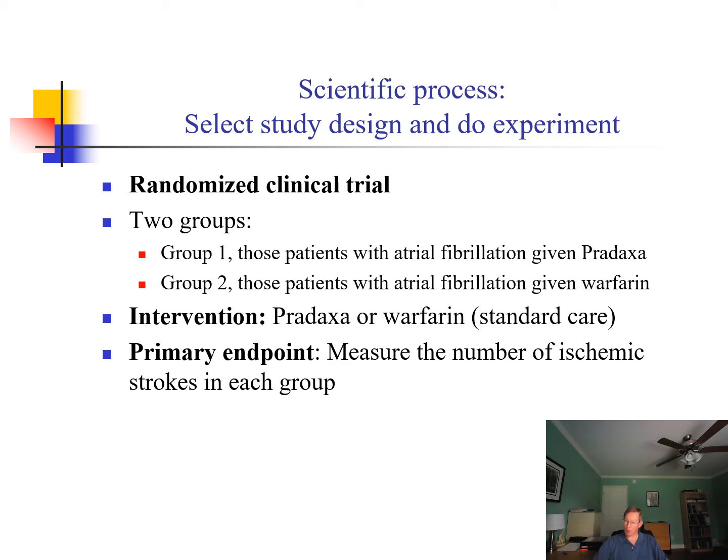So now you need to do your experiment. You do, let's say, a randomized clinical trial. You could blind it or not, but in this case, you just randomize them, where you would have people with equal risks of an ischemic stroke based on that CHA2DS2-VASc score. Group 1 is going to be people that are given Pradaxa, and Group 2 would be warfarin. You're going to then give them either of these medications, these are the intervention, and you're going to measure the number of ischemic strokes in each group. That's your endpoint, your primary endpoint.